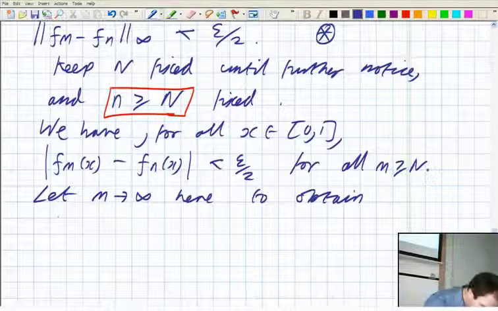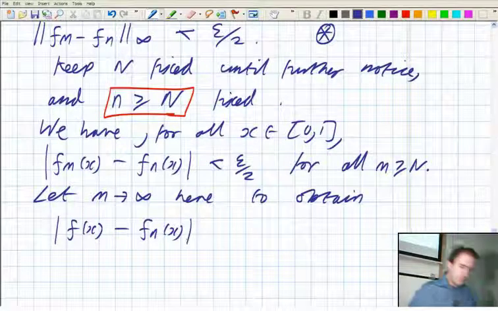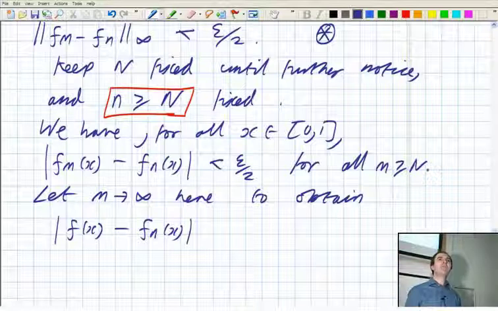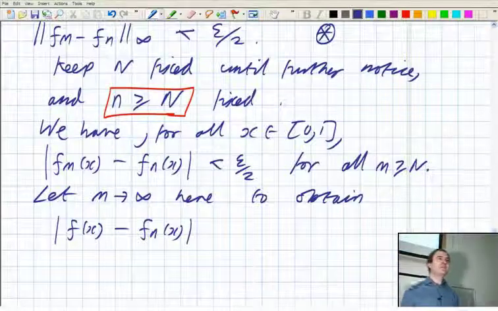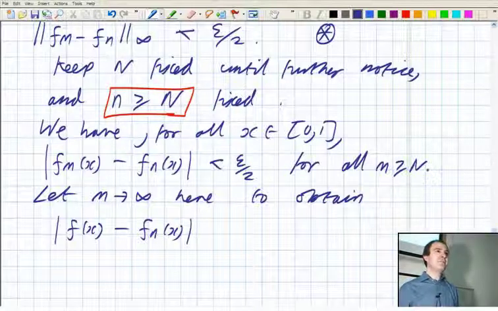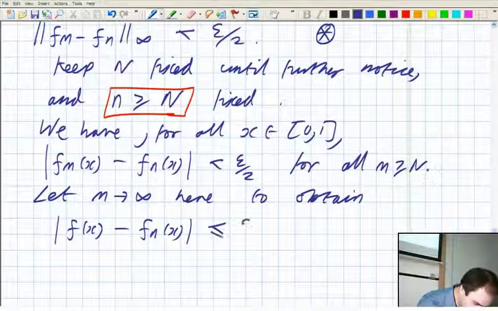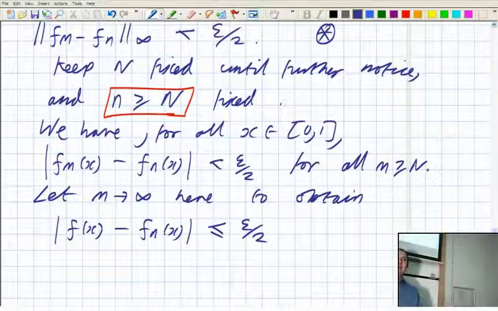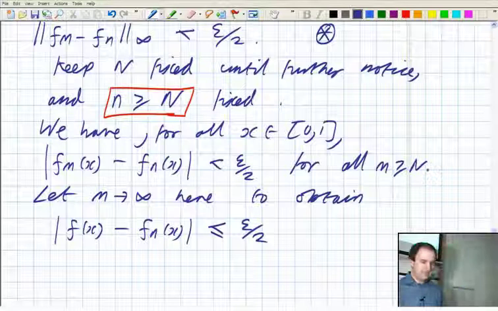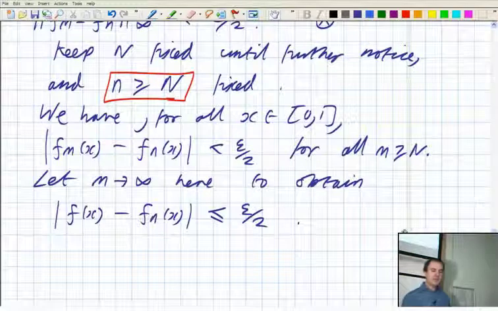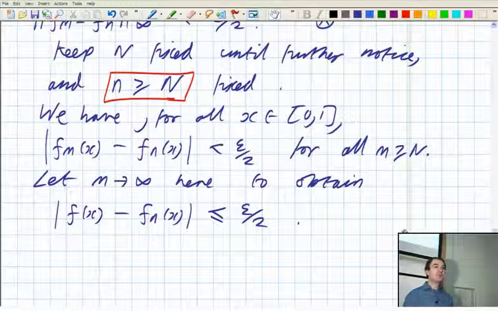And so you obtain modulus of f of x minus fn of x. But do I know that it's less than epsilon over 2? We've got a sequence of values tending to this. Each of the values is strictly less than epsilon over 2, at least once m gets past capital N. So what's the correct conclusion here? That it's less than or equal to epsilon over 2. Because a sequence of numbers less than epsilon over 2 could tend to epsilon over 2. So that's the worst case. Now, what is this valid for? This is valid for all x in [0, 1] and for all little n greater than capital N.